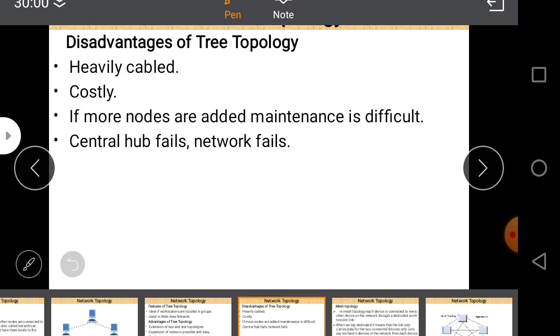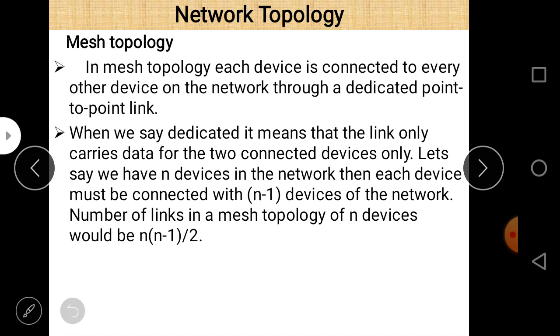So here we can see that in mesh topology, each device is connected to every other device. And the formula to find out the number of links is n(n-1)/2, where n is the number of nodes in the network.